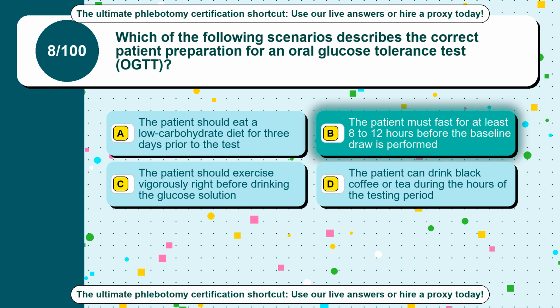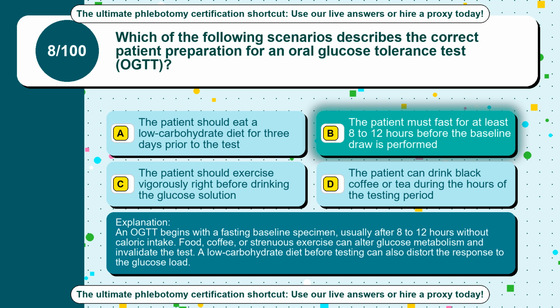The patient must fast for at least 8 to 12 hours before the baseline draw is performed. An OGTT begins with a fasting baseline specimen, usually after 8 to 12 hours without caloric intake. Food, coffee, or strenuous exercise can alter glucose metabolism and invalidate the test. A low-carbohydrate diet before testing can also distort the response to the glucose load.